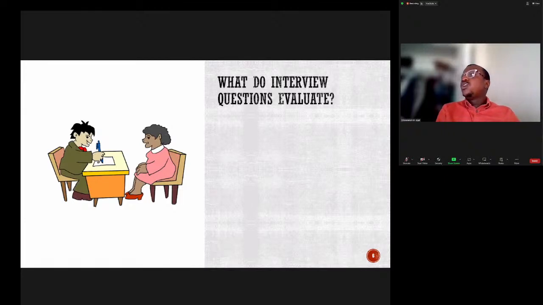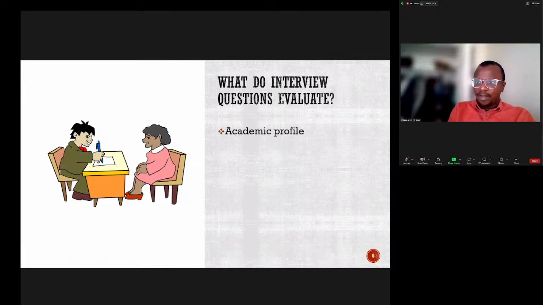So what do interview questions actually evaluate? I won't spend too much time on this because of time. They look at your academic profile, which has already been submitted with your application packet: your CGPA, your previous educational background, your previous research experience, maybe you submitted GRE, IELTS. Those are the things that count as your academic profile, and those are the things the questions will look at.